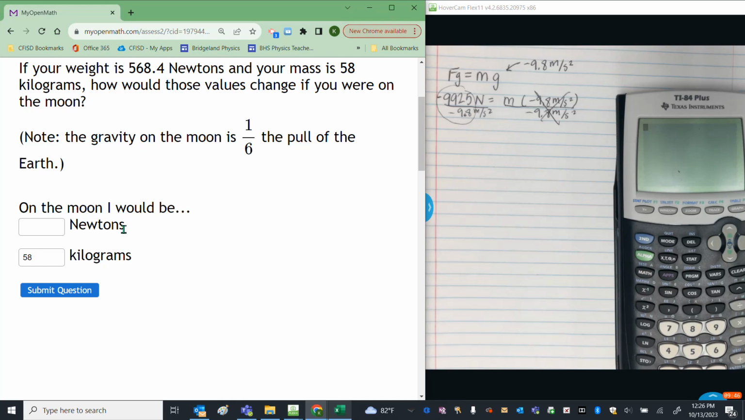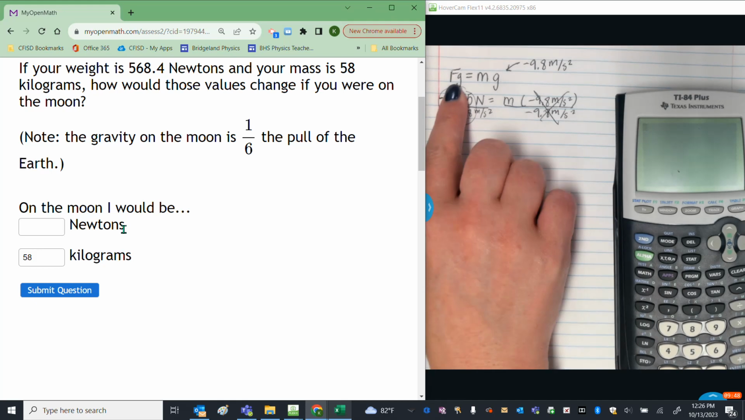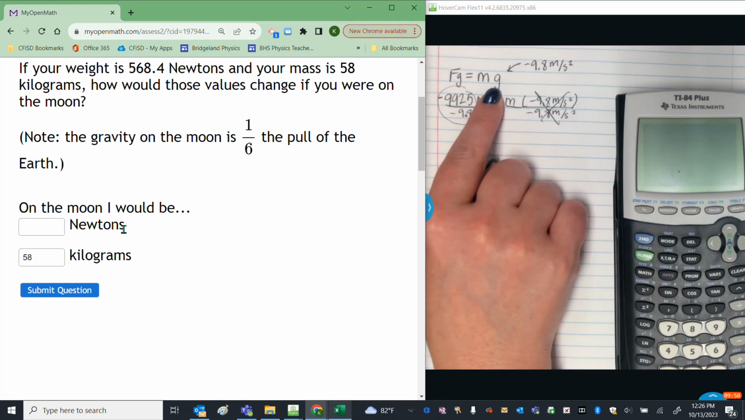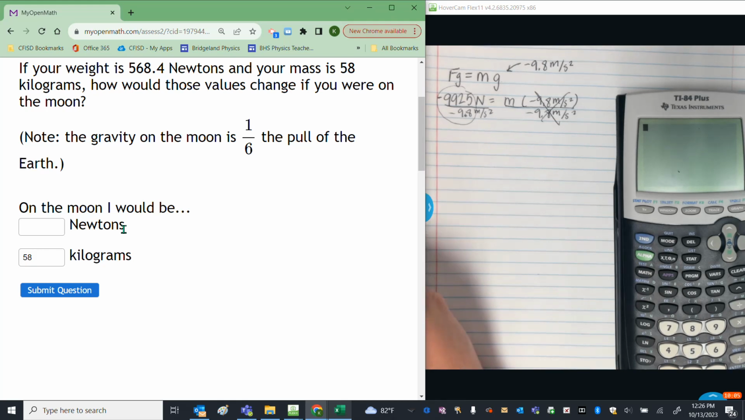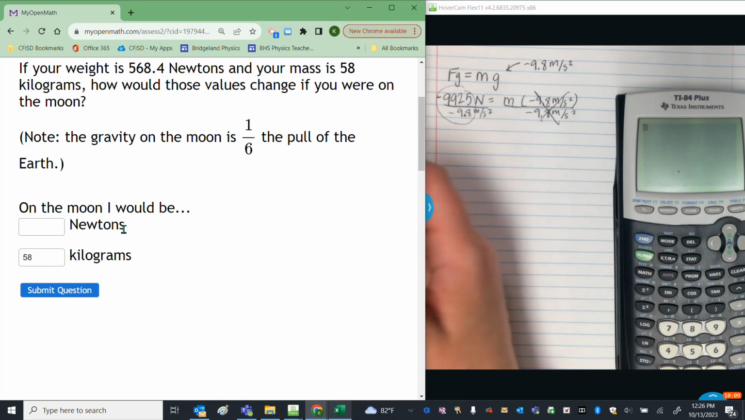However, weight, Fg, is mass times gravitational acceleration. And if your gravitational field strength changes, that means your gravitational acceleration changes. That means you have a different weight. Again, the mass will stay the same, but the weight will end up different. And so if you have 1/6 the gravity, you would have 1/6 the weight.